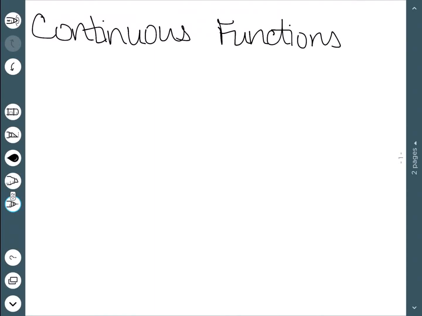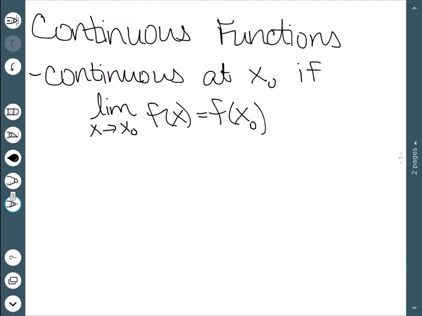We'll now discuss exactly what it means for a function to be continuous. So we start with it being continuous at a certain point. We say a function is continuous at a certain point x0 if the limit as x approaches x0 of f of x is equal to f of x0. So essentially we want the limit to be equal to the function value, and that tells us that a function is continuous. And we say that an entire function is continuous if it's continuous at every single point in your interval.